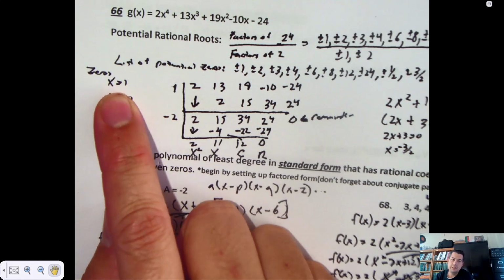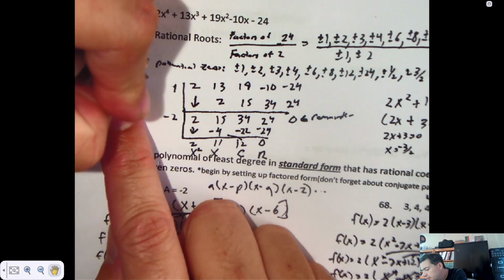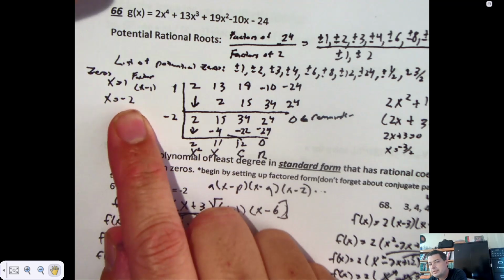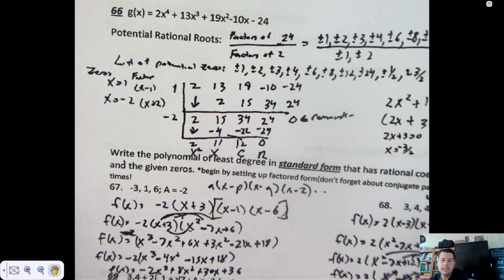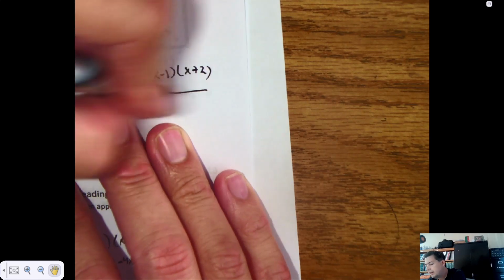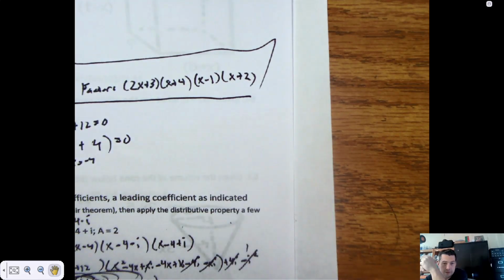If a 0 is x equals 1, the factor is x minus 1. And if a 0 is at x equals negative 2, the factor is x plus 2. We change sign as we enter parentheses. So that was x minus 1 and x plus 2. And that is the complete factorization of that fourth degree polynomial, brought to you by a TI-84 and synthetic division.